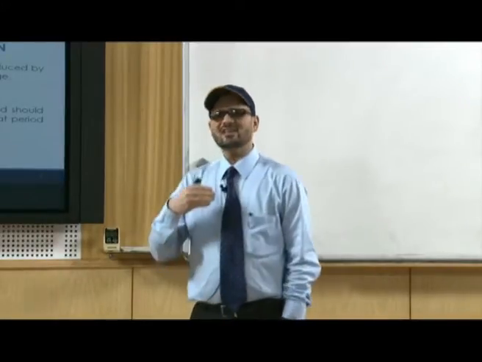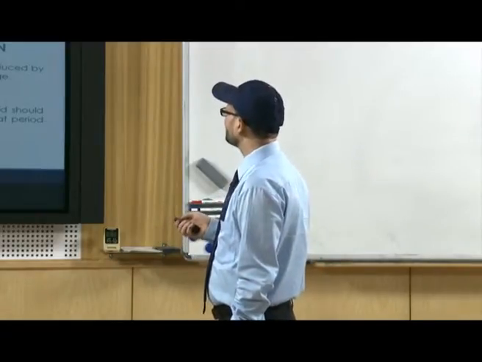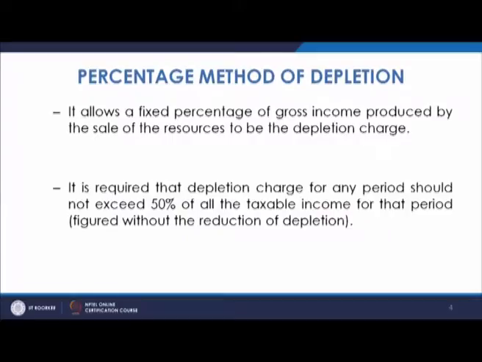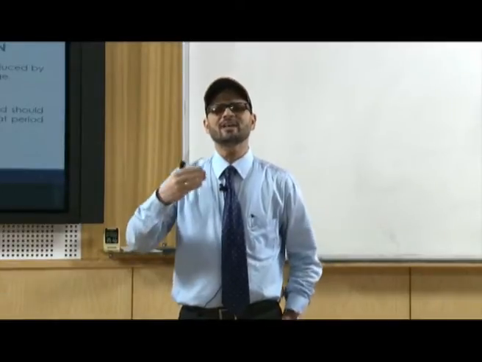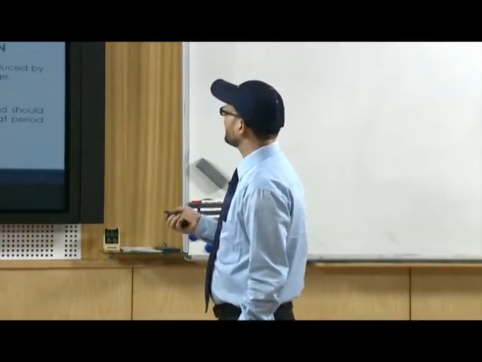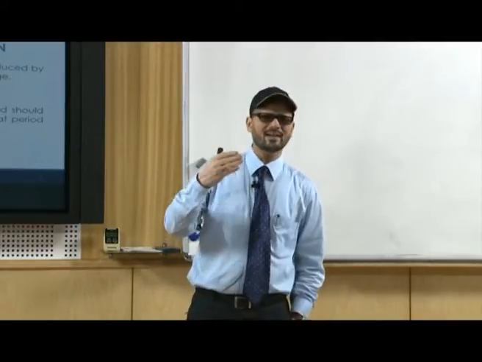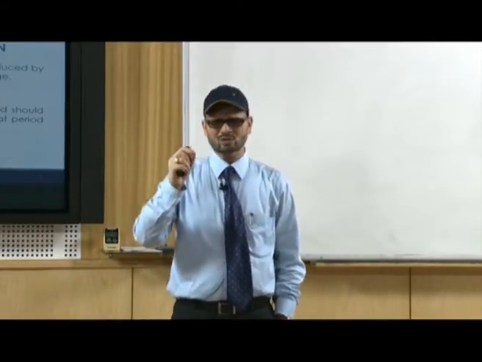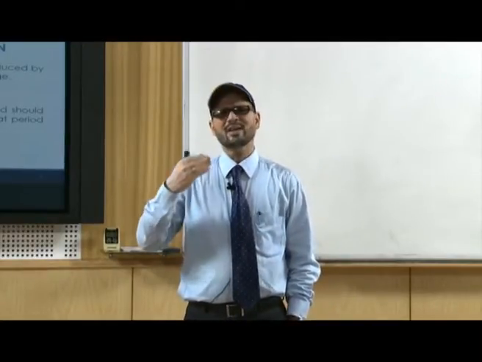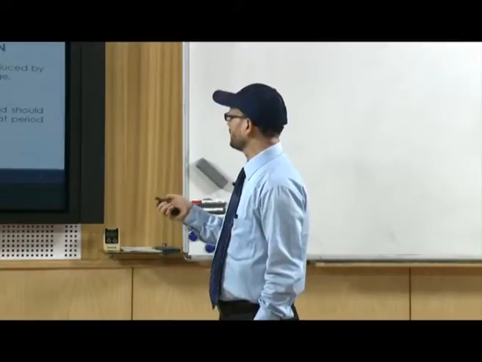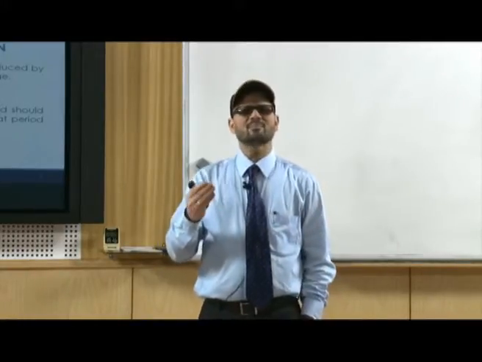Now, in that there is a cap. It is required that the depletion charge for any period should not exceed 50% of the taxable income for that period. What may happen is that it may go to more than that. So, this is the cap which is given: the depletion charge demanded by the investor has not to exceed 50% of the taxable income. Taxable income will be calculated based on the gross income and also any expenditure which the investor incurs regarding the operation in that particular area, like mining or reservoir.